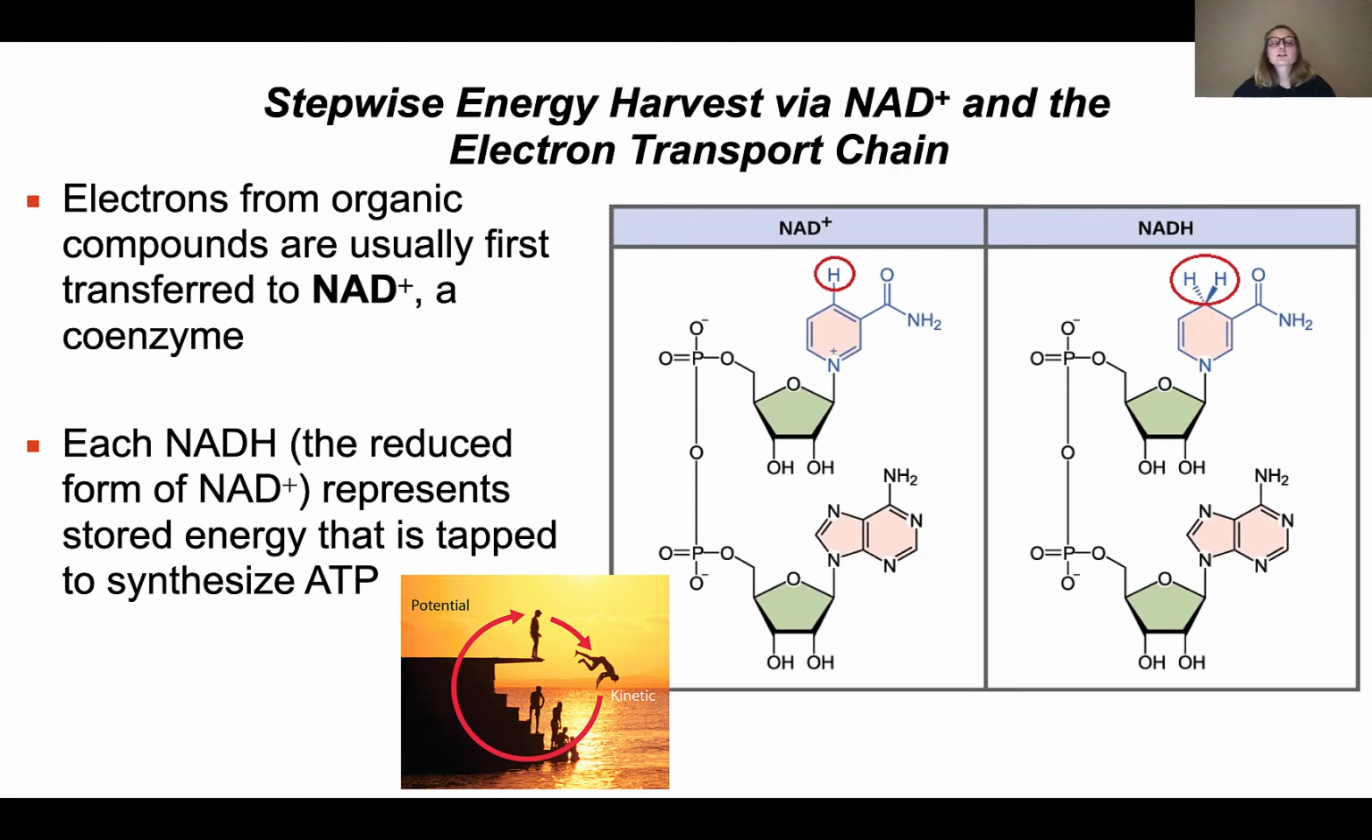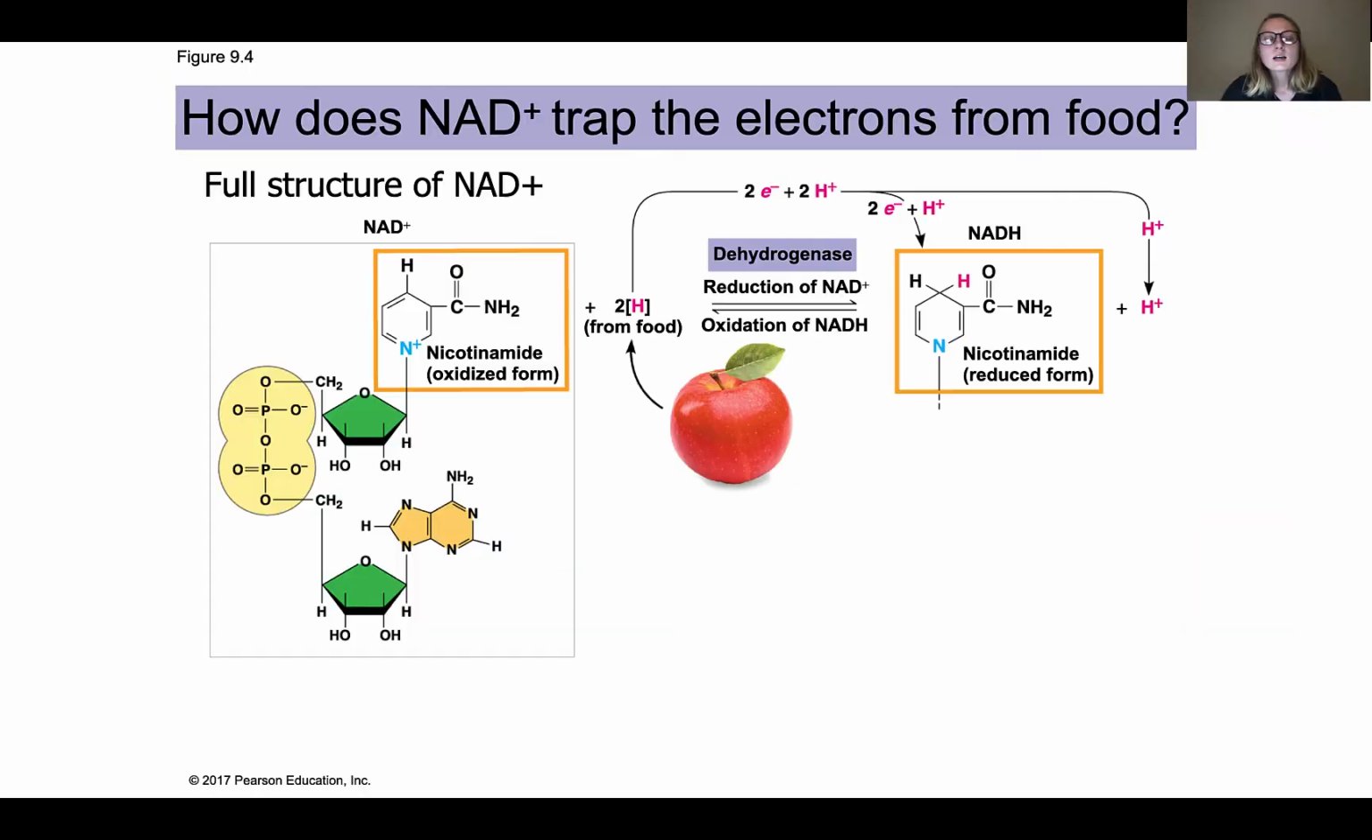And each molecule of this NADH represents stored chemical energy that is then able to be tapped to synthesize ATP. So think again about our divers going up and down the diving board. Right now, our NADH has a lot of this stored potential chemical energy. Now, how does our NAD+ actually trap the electrons from food?